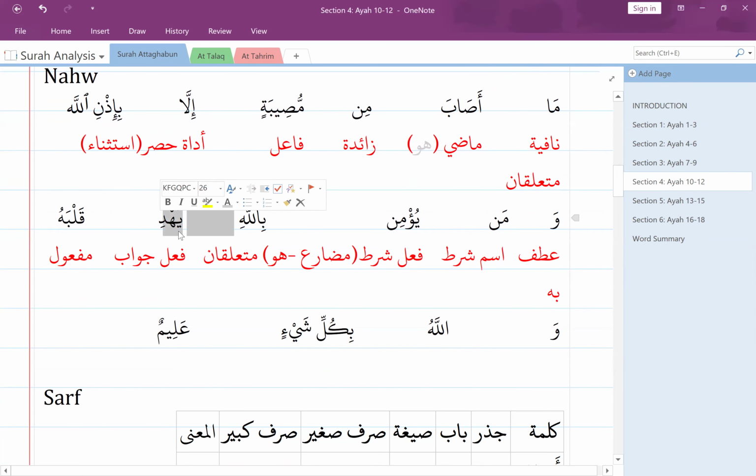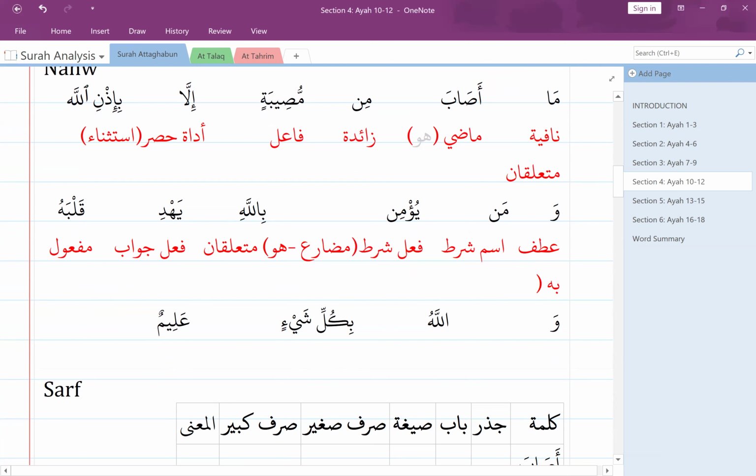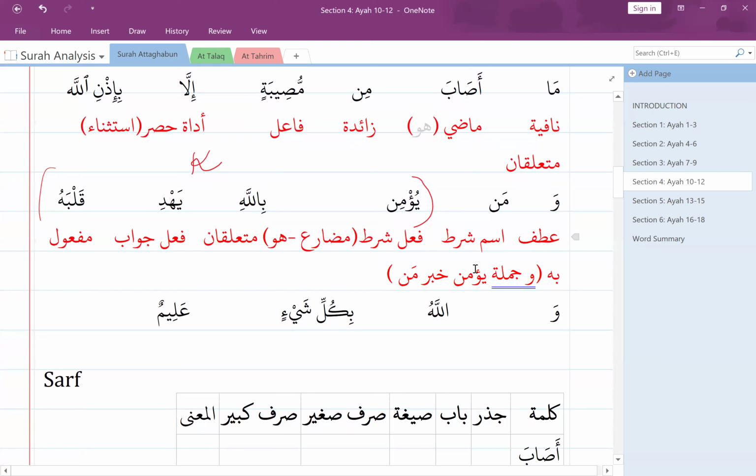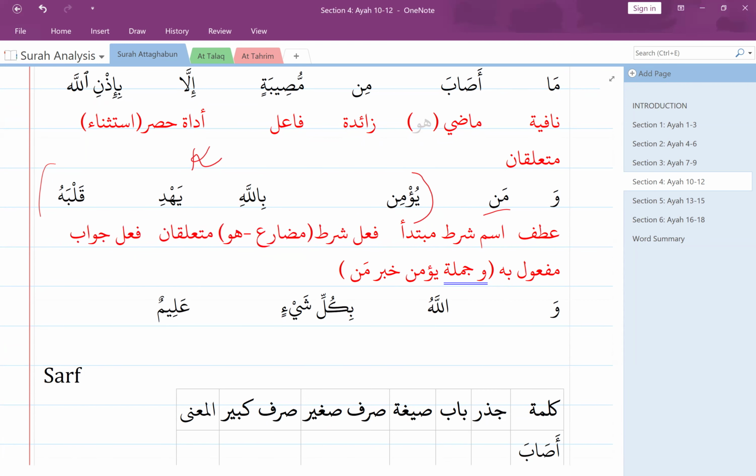The fi'l shart along with the jawab shart will form the khabar for the mubtada, ism shart. So this whole thing is the khabar of man. You see something probably in the books, wal jumla yu'minu billahi yahdi qalbahu, something like that, when you're reading the tafsir of this ayah. So this whole sentence is going to be the khabar of man. Is that clear? Maybe I should even write here mubtada, so that it's clear.